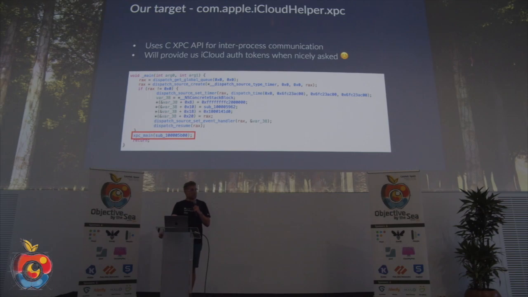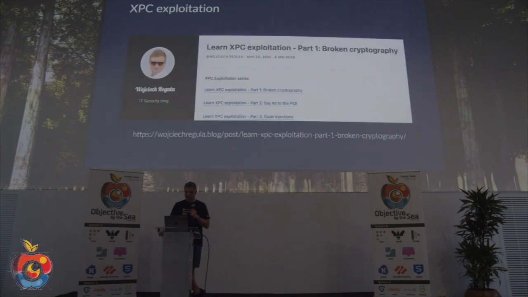For today's talk, I selected the iCloud helper XPC helper, which under the hood uses an old C-based XPC API for inter-process communication, and it will provide us iCloud tokens when nicely asked. By the way, I made a whole series about exploiting XPC on macOS, so if you are interested in it, feel free to visit my blog.